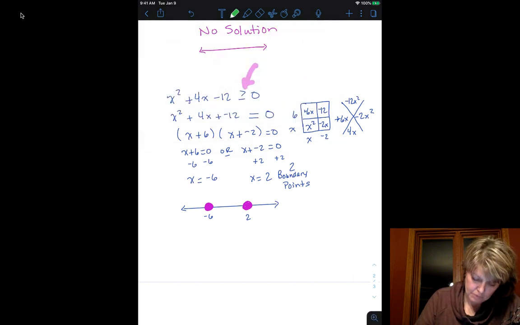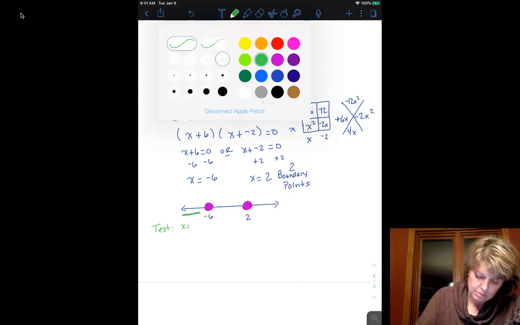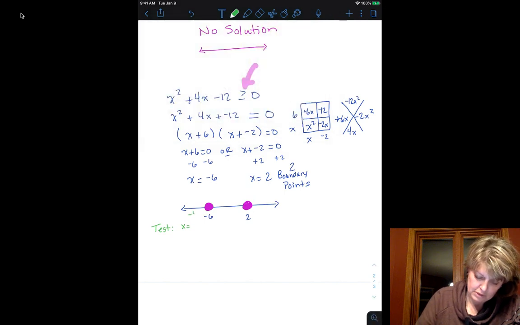We want to test. Over here, I have to pick a value that's less than negative 6. So I'm going to choose the value of negative 8. I'm going to test negative 8. So I have to again put it back into my original inequality. These are kind of some big numbers. Negative 8 squared plus 4 times negative 8 minus 12. Is that greater than or equal to 0?